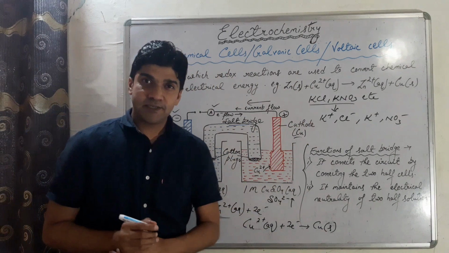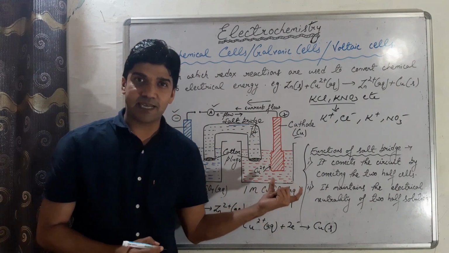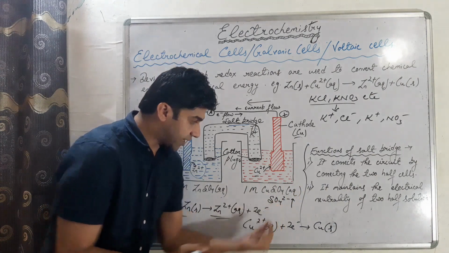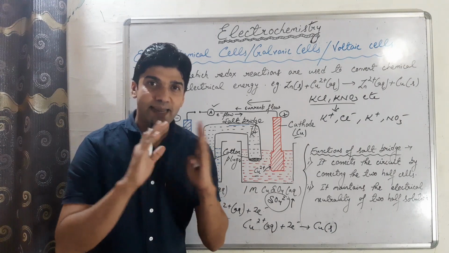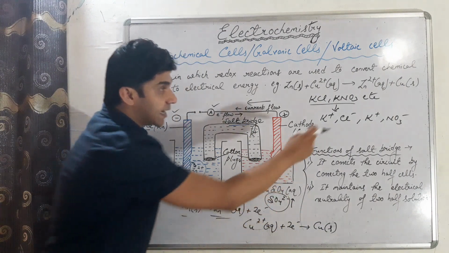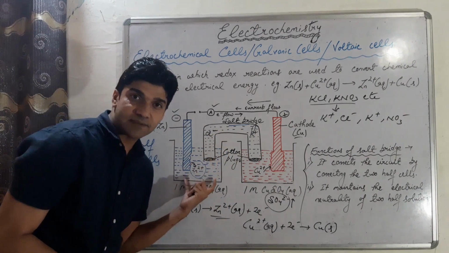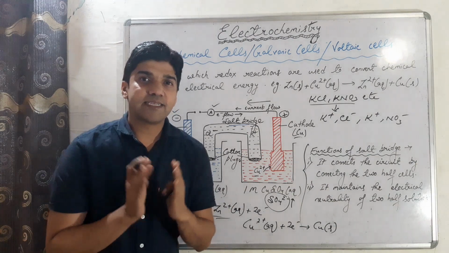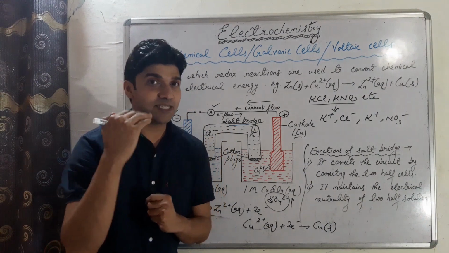and the cations will move toward that half cell where we have more negative charge. As we have in this half cell, the amount of sulfate ion increases. So to balance the charge, cation will move toward this half cell, and the anion will move toward this half cell, toward the oxidation half cell, to balance the charges so that cell will not stop working. So that's the function of salt bridge here.